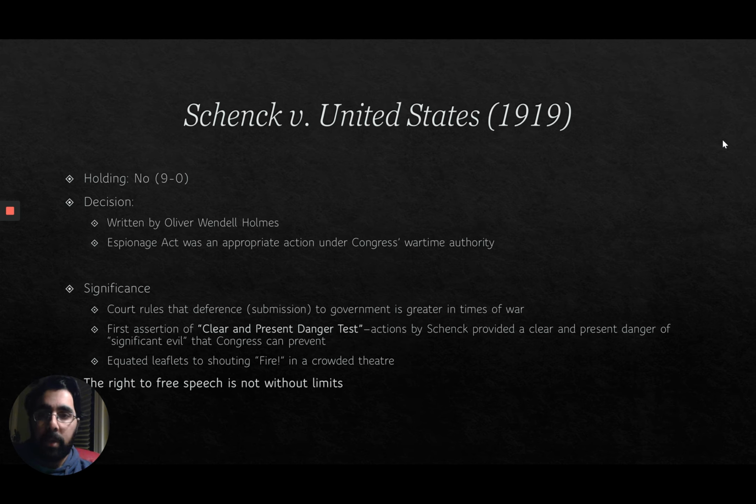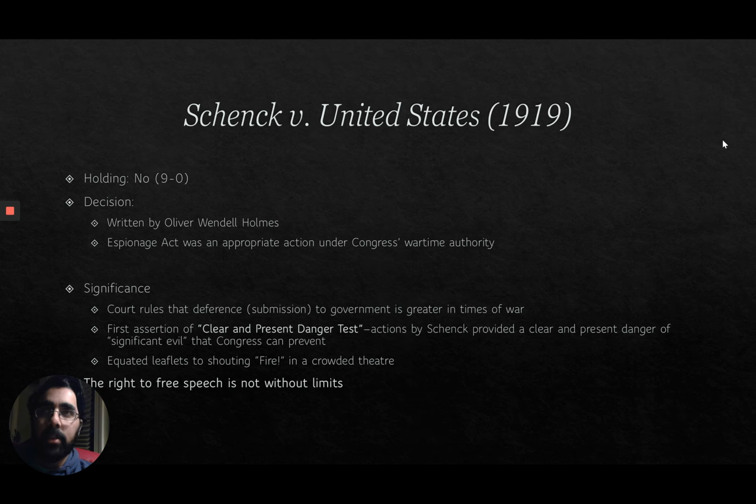Significance of this case being the court rules that the deference or submission to the government is greater in times of war. If the government wants to do something, bring in an act, right, institute a policy, whatever it is, during a time of war for the benefit of the nation, that is allowed. And no law, no amendment really can supersede that. In this case ruling, we have the first assertion of a clear and present danger test.